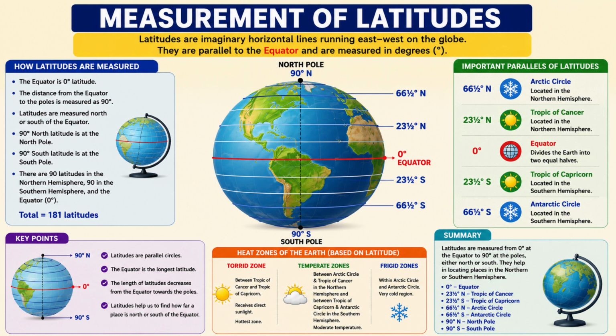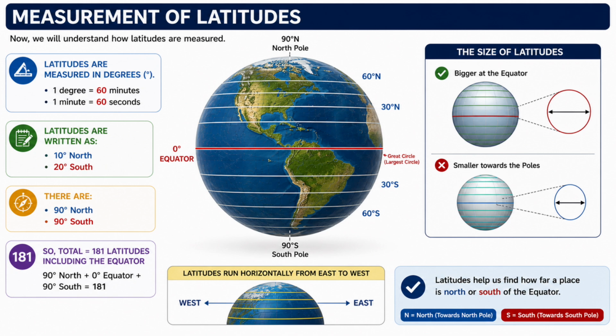Now we will understand how latitudes are measured. Latitudes are measured in degrees. The distance from the equator to the poles is measured as 90 degrees. North Pole 90 degrees north, South Pole 90 degrees south. There are 90 latitudes in the northern hemisphere, 90 latitudes in the southern hemisphere and the equator. So total 181 latitudes. The equator is the biggest latitude. The size of latitudes becomes smaller towards the poles.